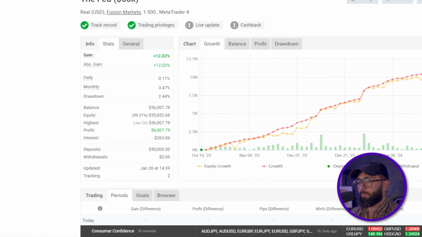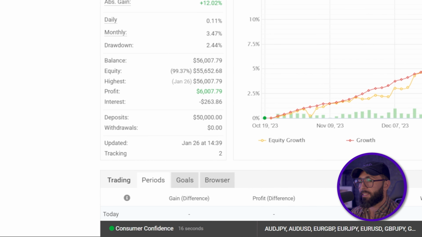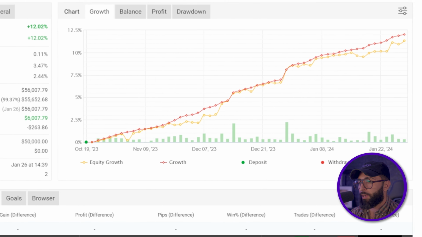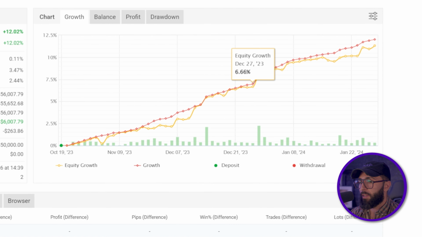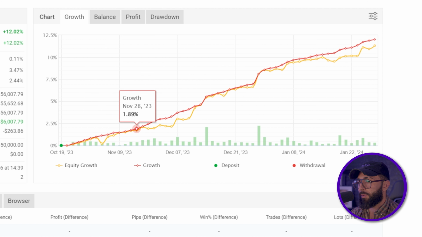All right, back to my FX Book. Overall, the grand total of profits that we've accumulated is $6,779. And as you can see, a pretty smooth equity curve right here. The account was made back in October. The yellow is our equity curve and the orange is the growth on the account.